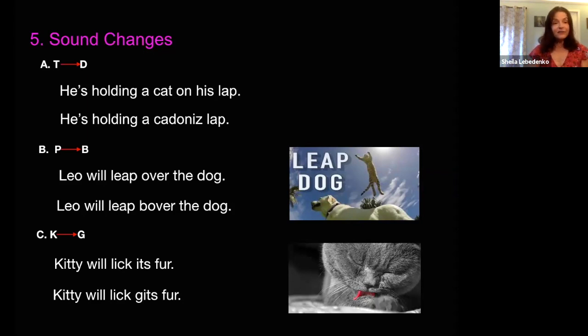I can take a volunteer for these ones. Please raise your hand. Viva? Yeah. He's holding a cat on his lap. Yeah. Leo will leap over. No, Leo will leap over the dog. Leap over. Leo will leap over the dog. Leo will leap over.